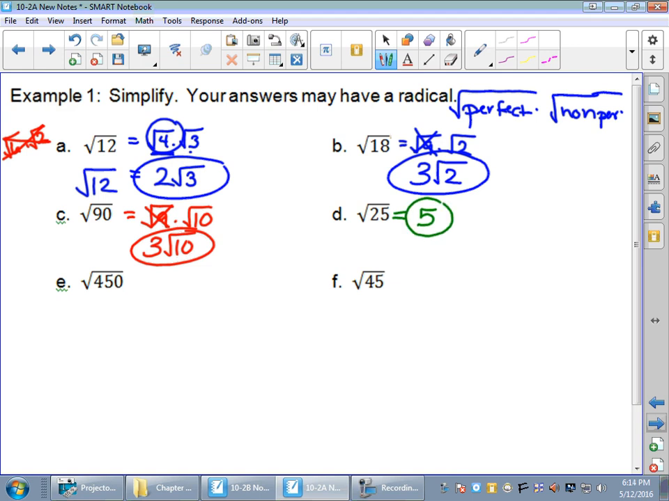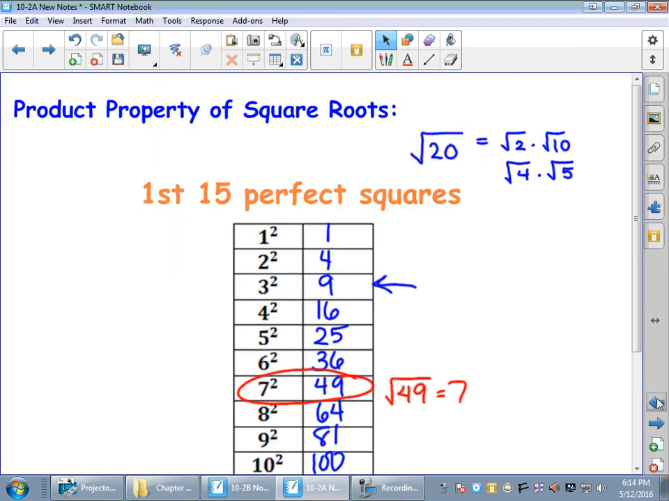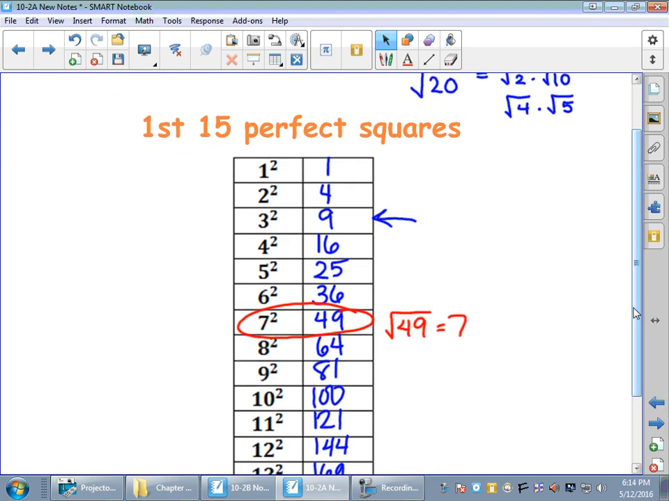Square root of 450. Okay, well, I need to look at my list. And when I look at my list, that's a pretty big number, 450. So I really don't want to be looking at it from the beginning to the end because those are smaller numbers. You want to take out the largest perfect value that you possibly can. And so I'm looking at that and I'm thinking 450. I know that 9 goes into 45.